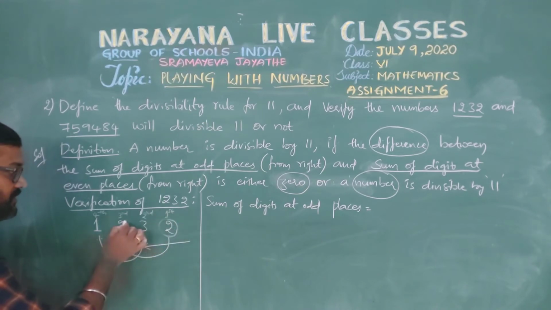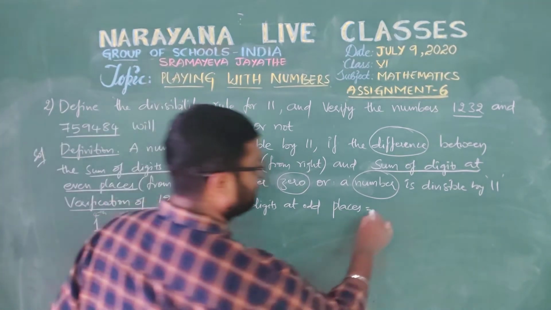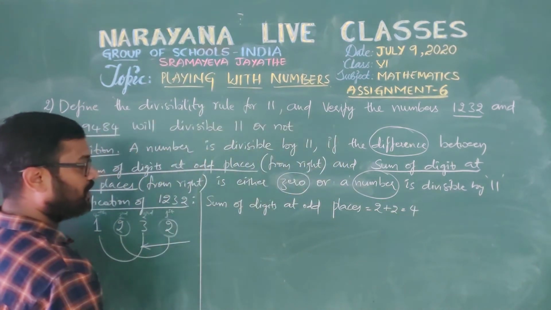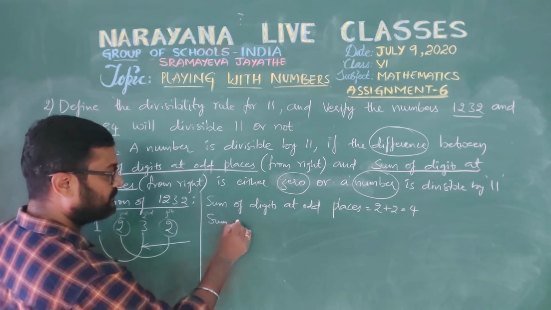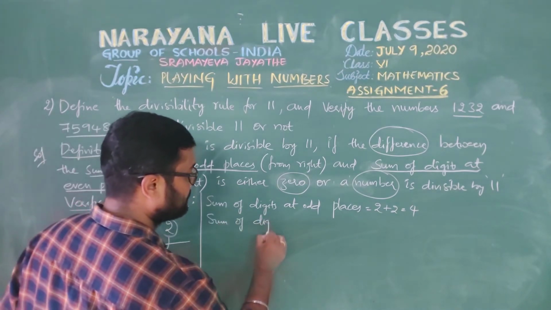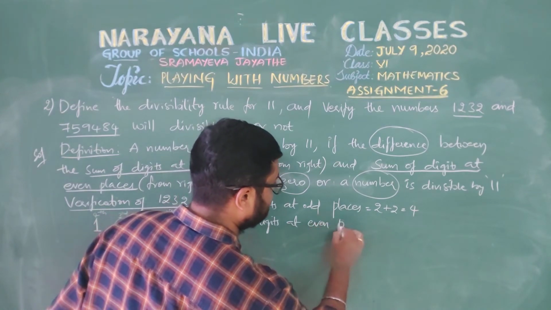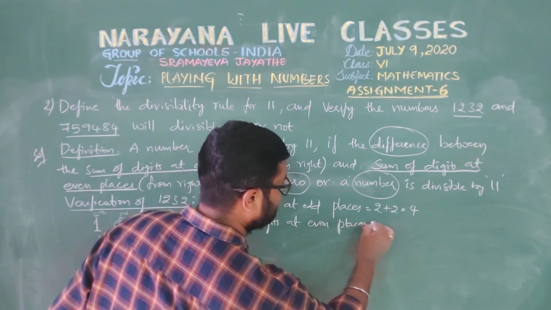So odd places, this one is at odd place, this one is at odd place. So 2 plus 2, that is 4. Now sum of digits at even places.